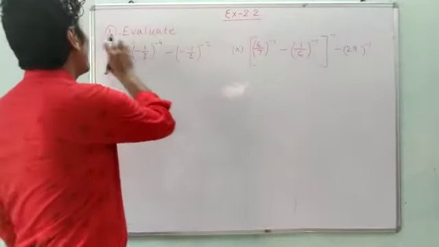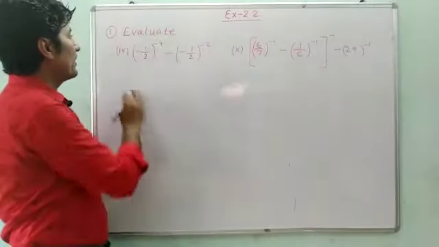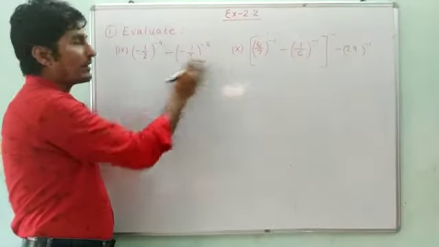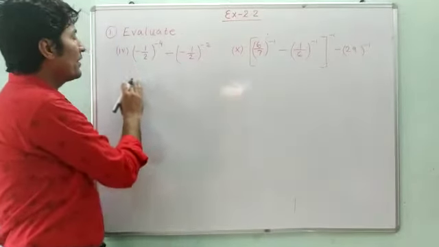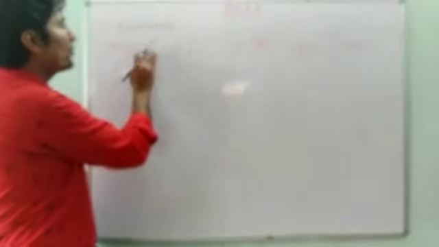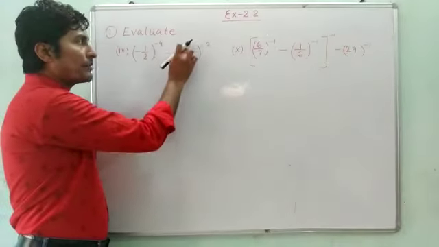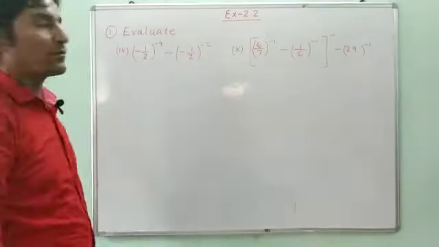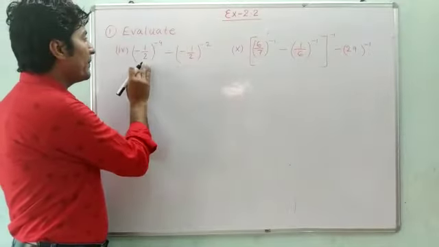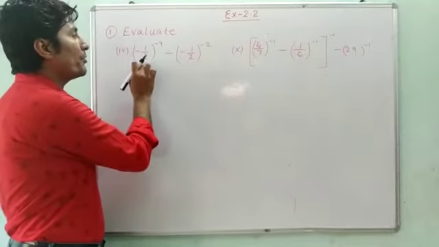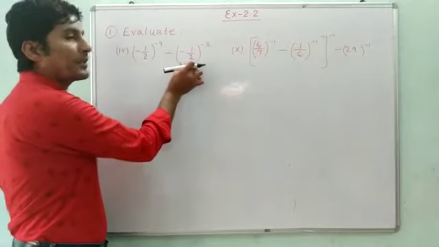Exercise 2.2, very first question, evaluate. I have taken question number 4 and 10. Let us see how to solve question number 4. Here we are having (-1/2) to the power -4 divided by (-1/2) to the power -2. Here we can observe that the bases are same, -1/2 and -1/2. These two are the bases.